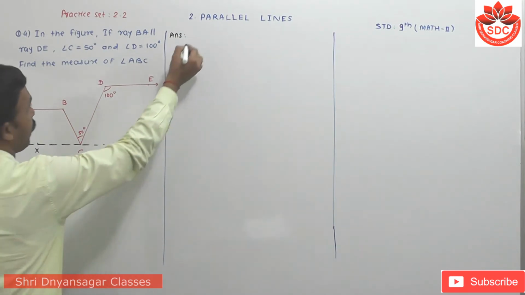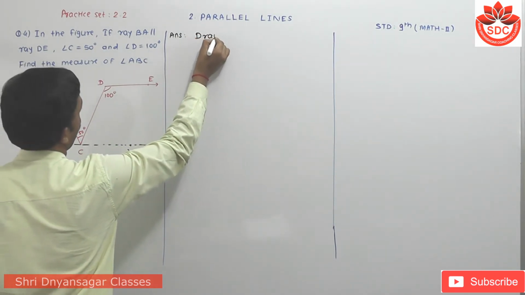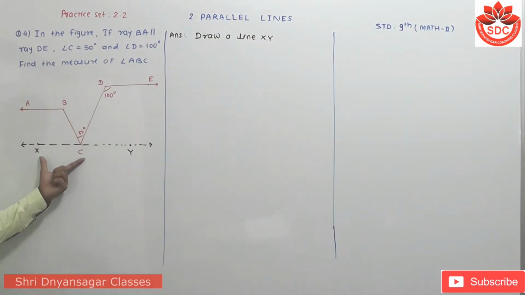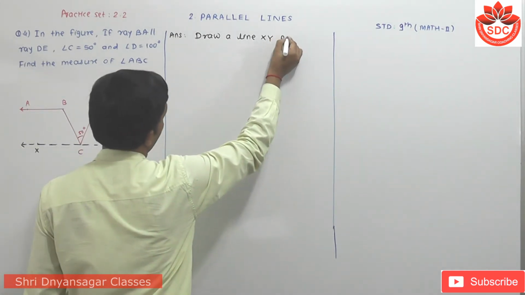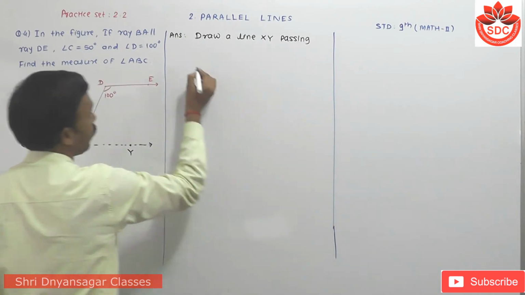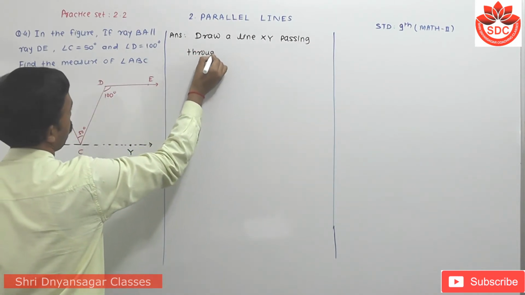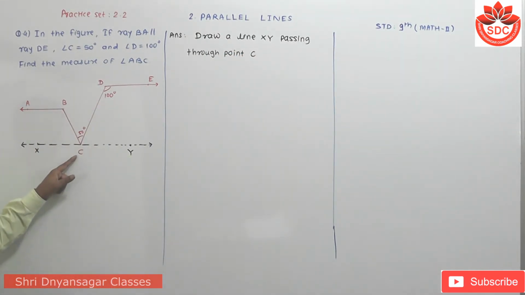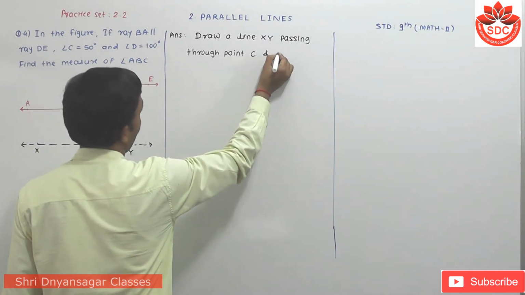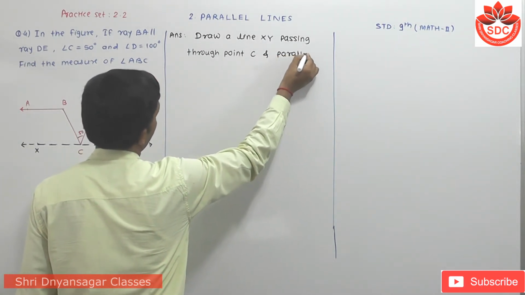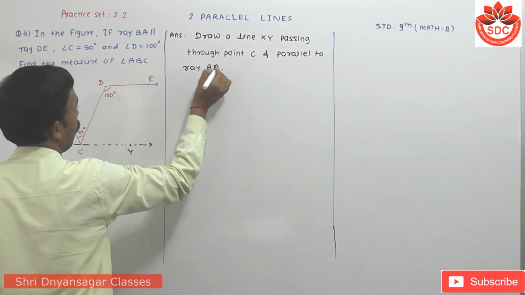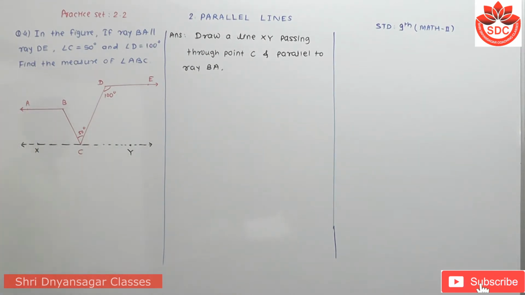here we draw a line XY passing through point C and parallel to ray BA or line AB. Ray BA or line AB, you can call it either.